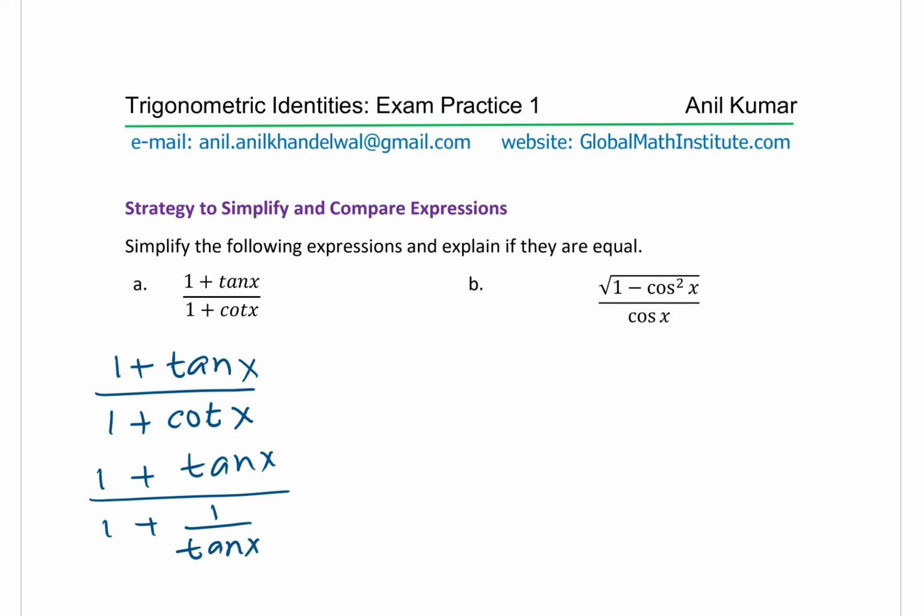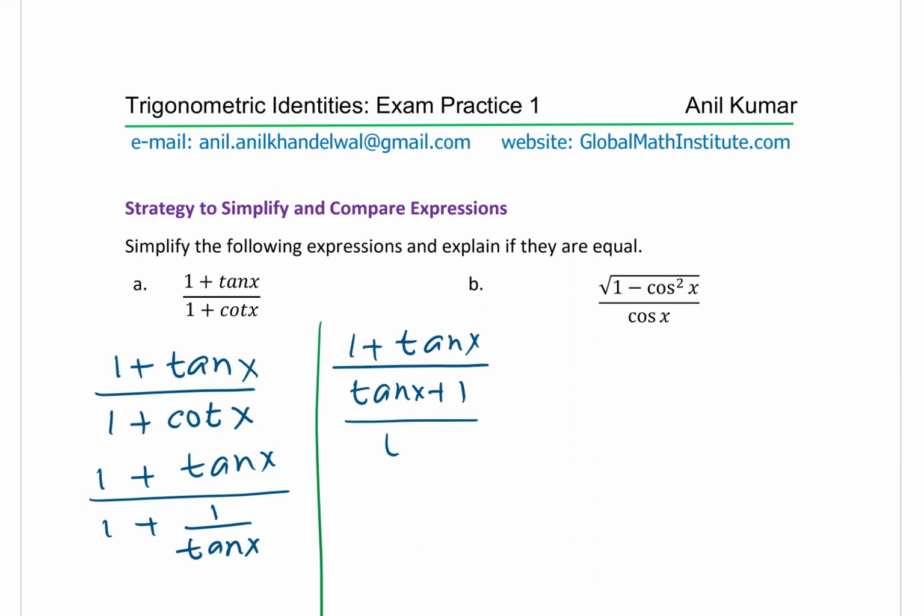And now we can actually rewrite this. So we get 1 plus tan x over, taking common denominator, tan x plus 1 over tan x. So these two cancel, and what we get here is equal to tan x. So the result is that this particular expression is actually equal to tan x.